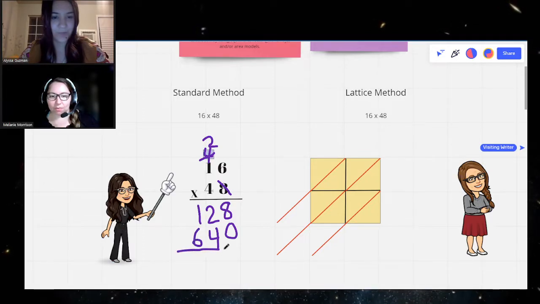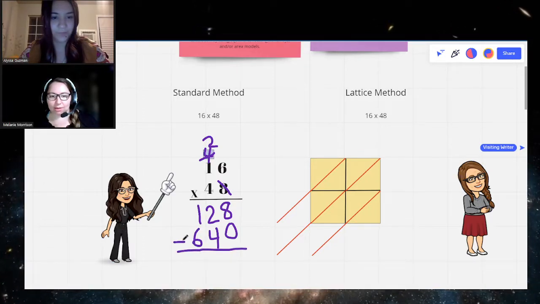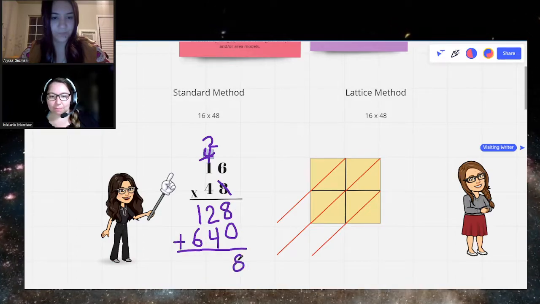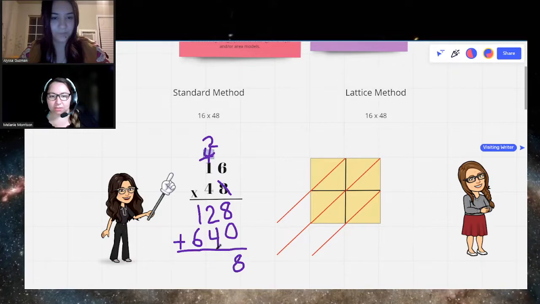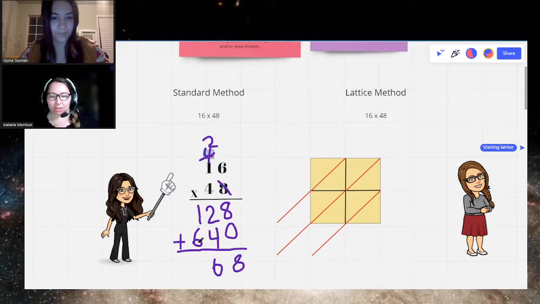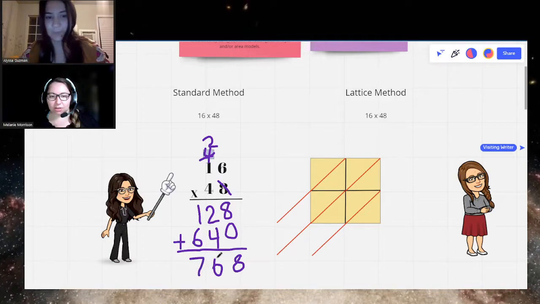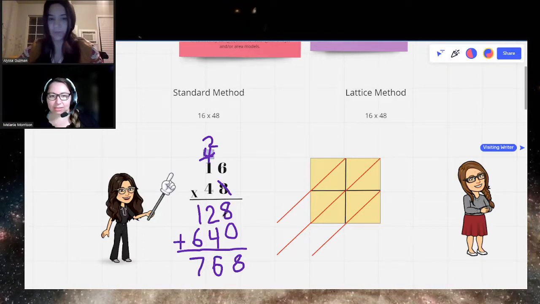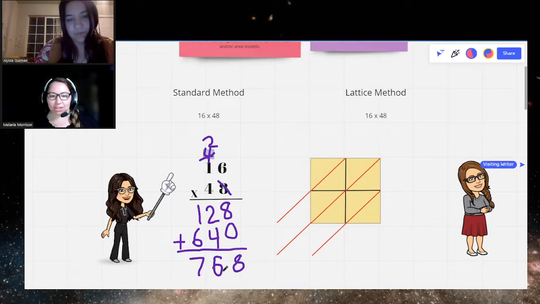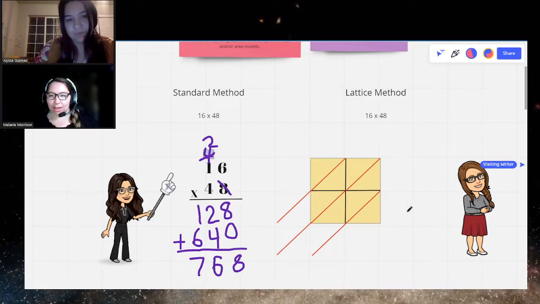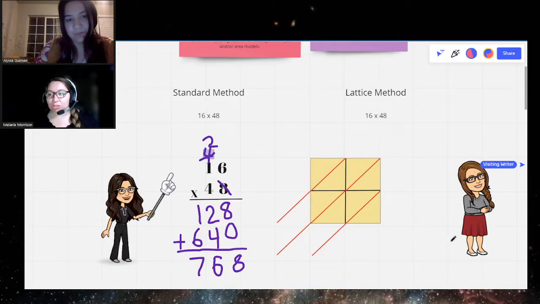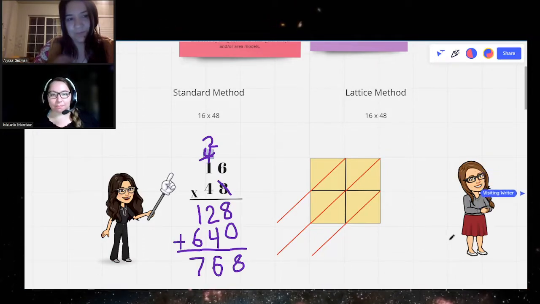And now we add. 8 plus 0 is 8. 2 plus 4 is 6. And 1 plus 6 is 7. So it looks here that 16 times 48 is going to be 768. And now we're going to go ahead and look at how to solve it using the lattice method, which should, of course, give us the same answer.